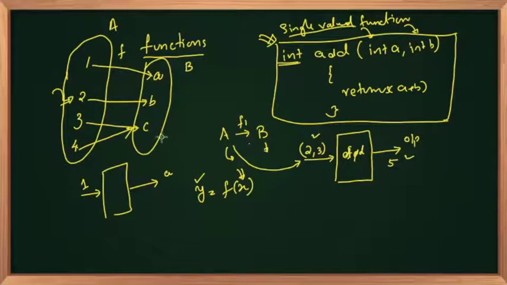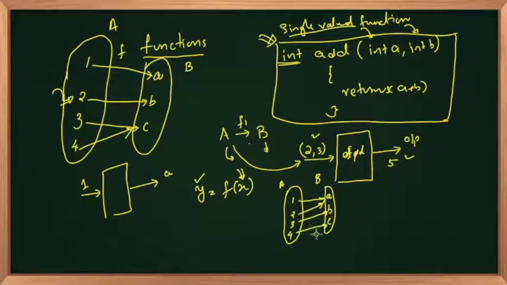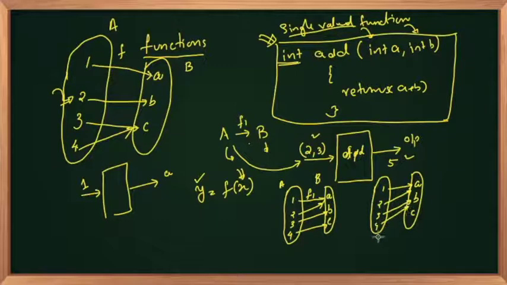Now let's see how many different functions are possible from A to B, assuming that A and B are finite sets. Let me draw A, that is 1, 2, 3, 4, and here we have the set B. Let's assume we have A, B, C. I can map 1 to A, 2 to A, 3 to B, and 4 to C. So this is one way of mapping. Let me call this F1. We can have, for example, 1, 2, 3, 4, and A, B, C, where 1 gives A, 2 gives A, 3 gives B, and 4 gives B. This is another function, that is F2.